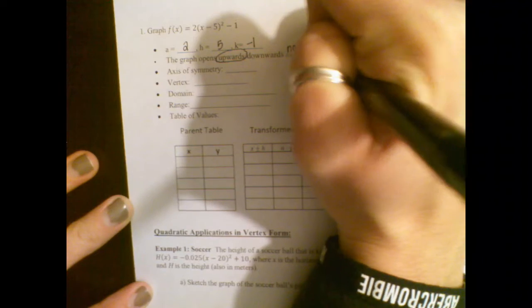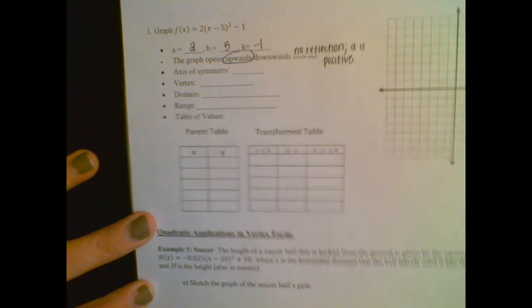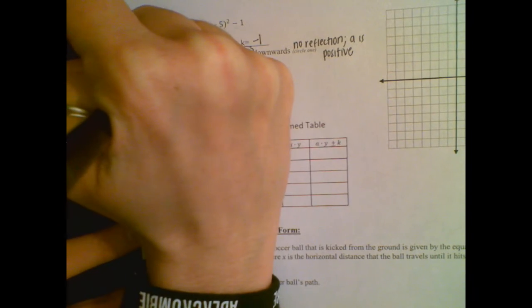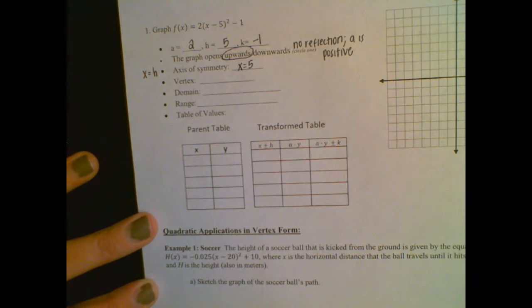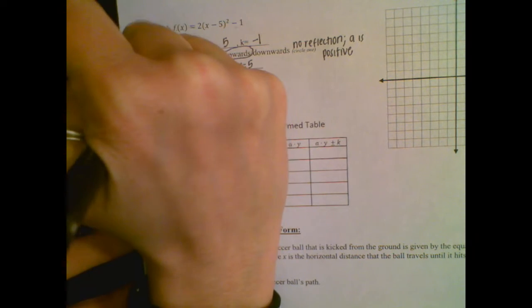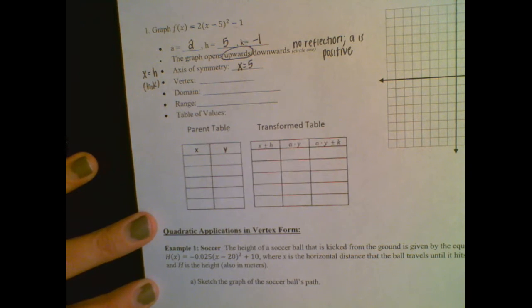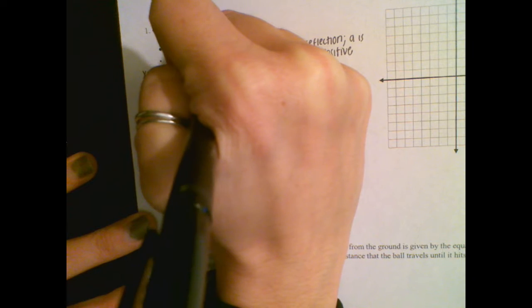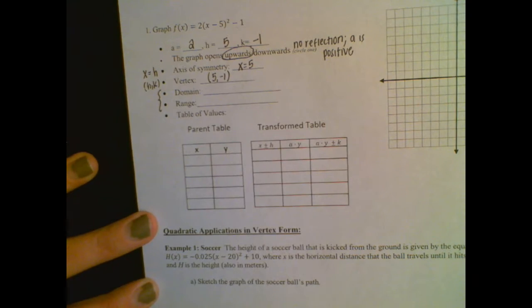So I know there's no reflection because a is positive, so it's got to be opening upwards. And then my axis of symmetry is at the line x is equal to h. So that's going to be at x is equal to 5, because that's what my h value is here. My vertex is going to be h comma k, so my vertex is 5 comma negative 1. And then we'll talk about the domain and the range after we graph the function.